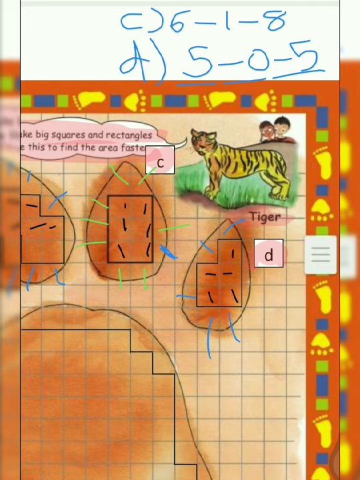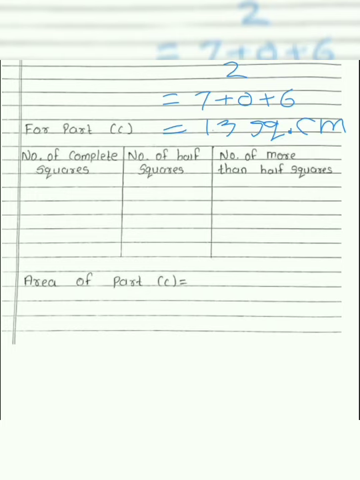We will come here again. Okay, now for part C, again we have to write the number of complete squares, number of half squares and number of more than half squares. As we have counted it, how many complete squares are there? 6. How many half squares are there? 1. And how many more than half squares are there? 8.